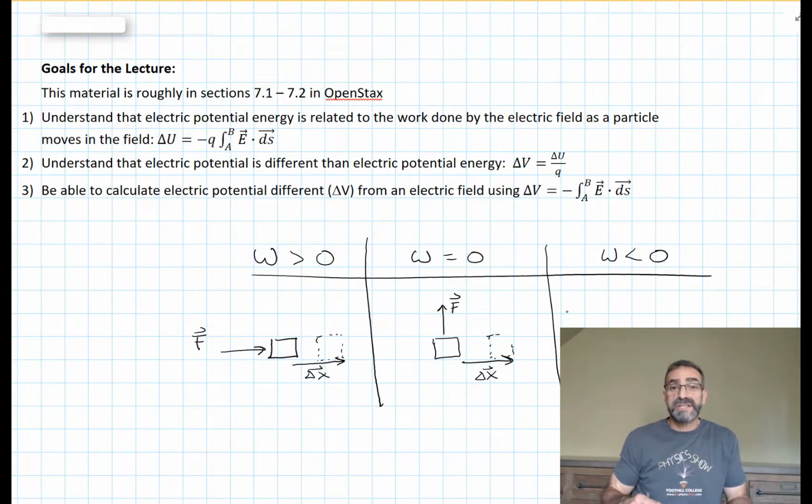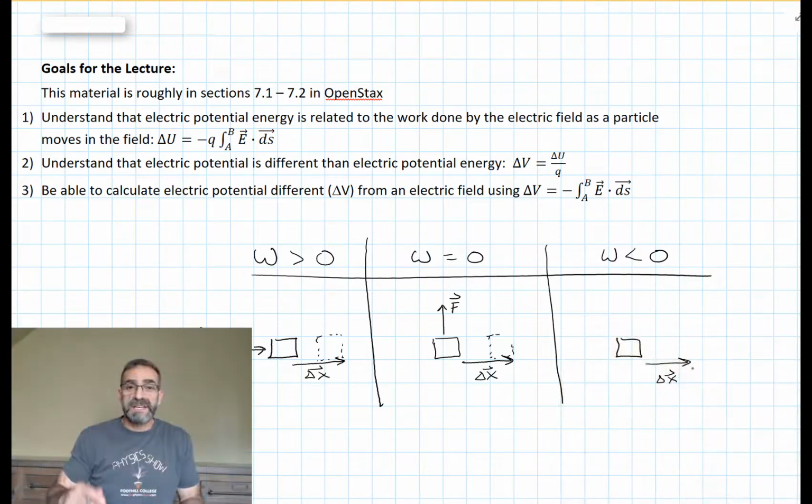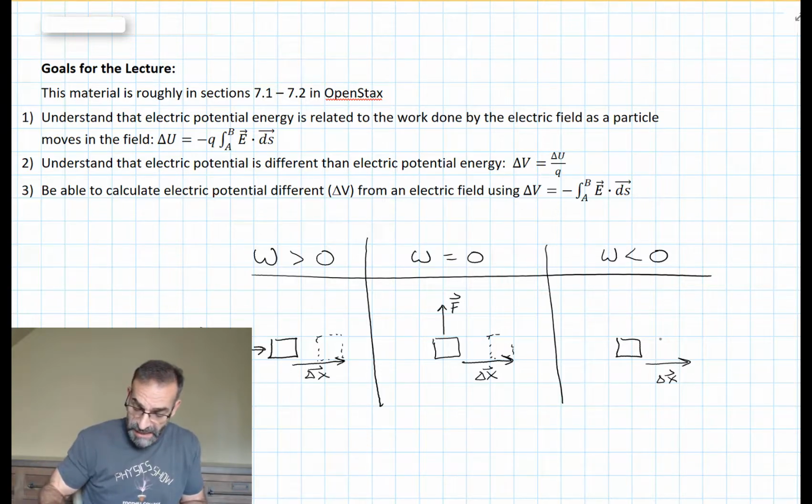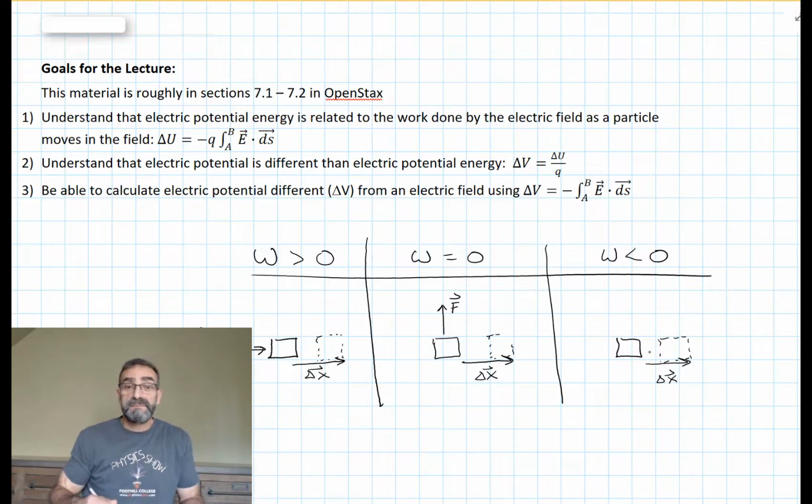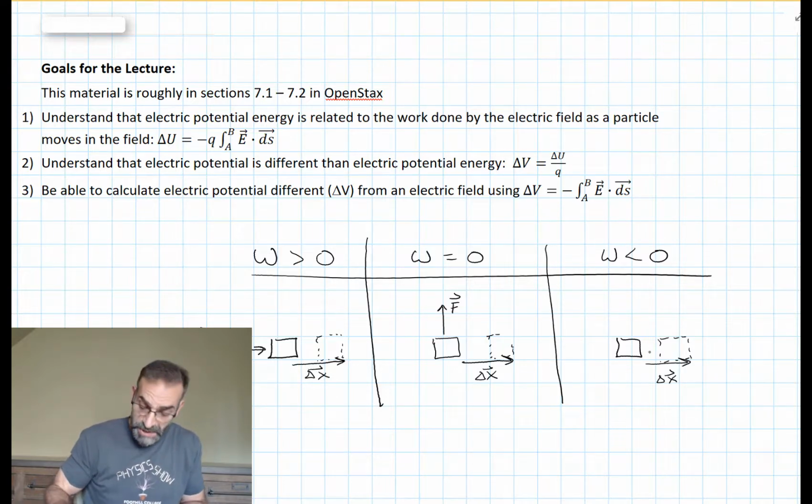And can you draw a situation where the work done by the force is negative? I'm going to use the same box, sliding in the same direction. It's going to end up over here. But this time my force is going to push in the other direction.